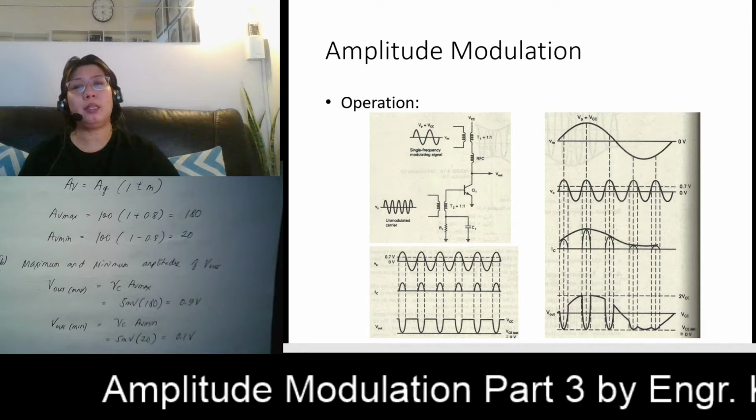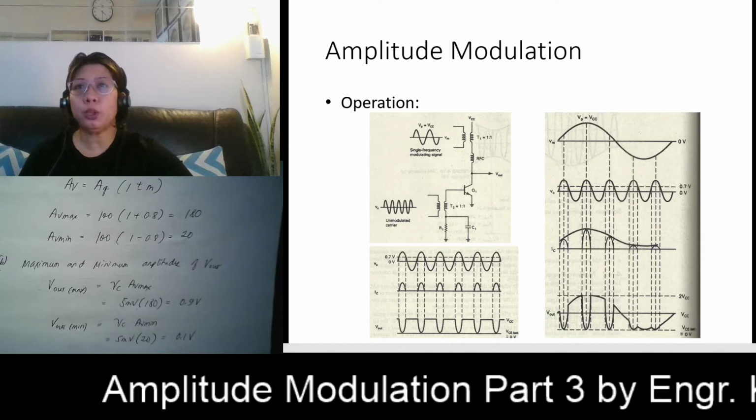So when it exceeds 0.7, it turns on, therefore IC flows, and when it is below 0.7, your Q1 is off, therefore IC stops flowing. So your Q1 is functioning as a switch between saturation and cutoff, controlled by your carrier signal. For Class C operation to be achieved, your IC must flow for less than 180 degrees of the input's cycle. That is our definition for Class C operation.